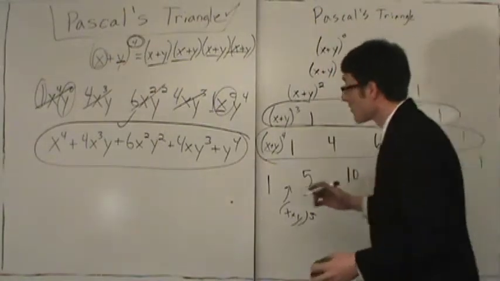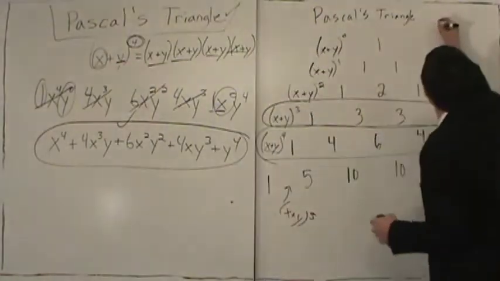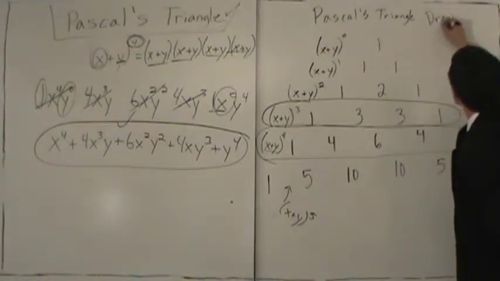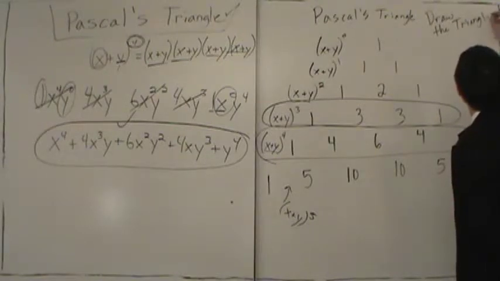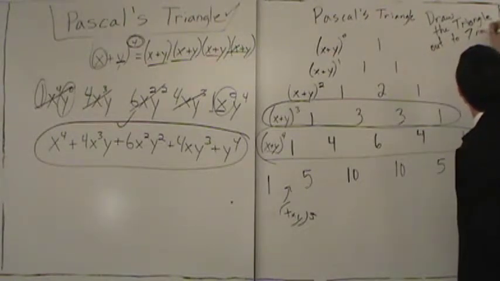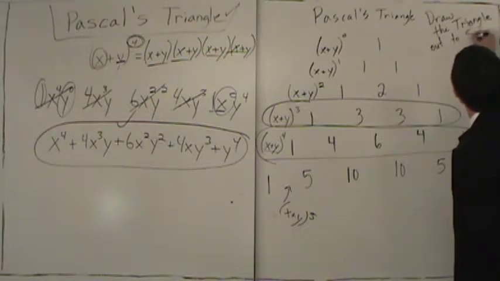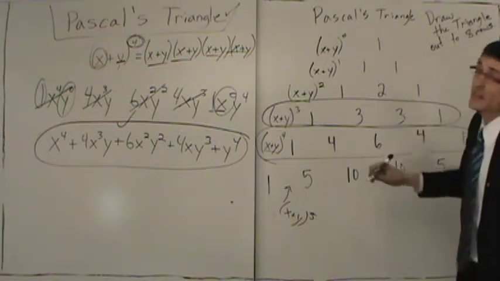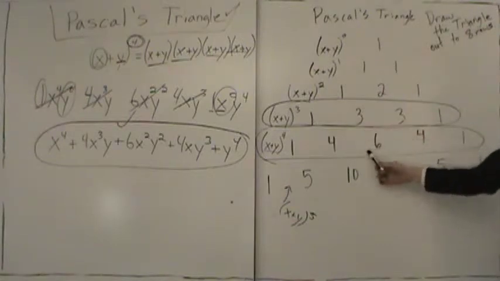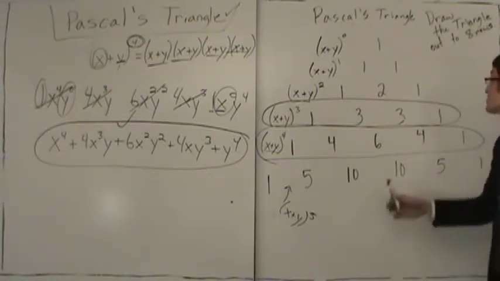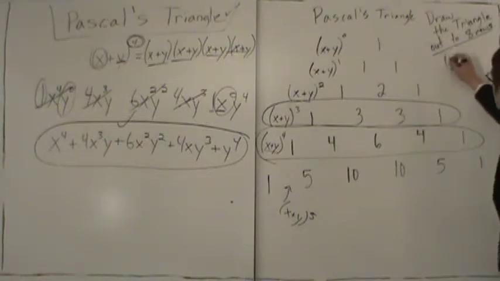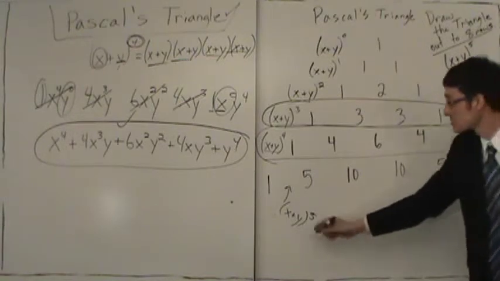Now, for your homework, your homework is to draw the triangle. It was shown in the beginning of the video, and it's written right here, but draw the triangle out to 7 rows. I'm sorry, make that 8 rows. Draw the triangle out to 8 rows. So we have row 1, 2, 3, 4, 5, 6. You have to go 3 more rows. So draw the triangle out to 8 rows and expand the binomial x plus y to the 5th power. So you have to expand this binomial x plus y to the 5th.